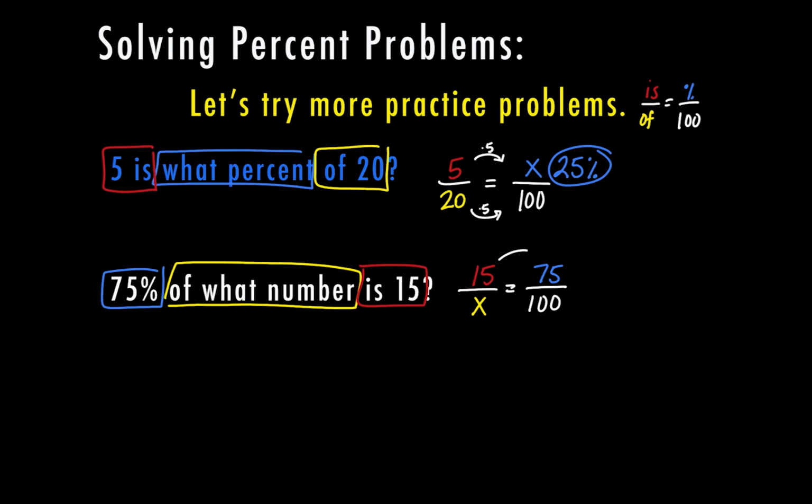Okay, so 15 goes into 75 5 times, so that means that this time I'm working backwards to get to x, and I'm going to divide 100 by 5. Well, 100 divided by 5 is 20. So that means that 15 out of 20 people represents 75%.